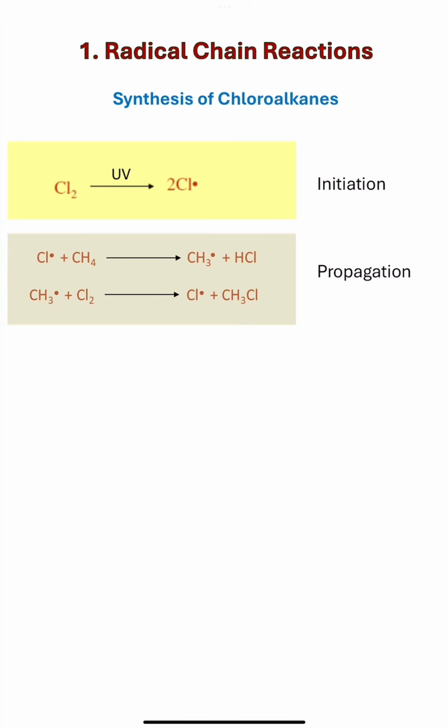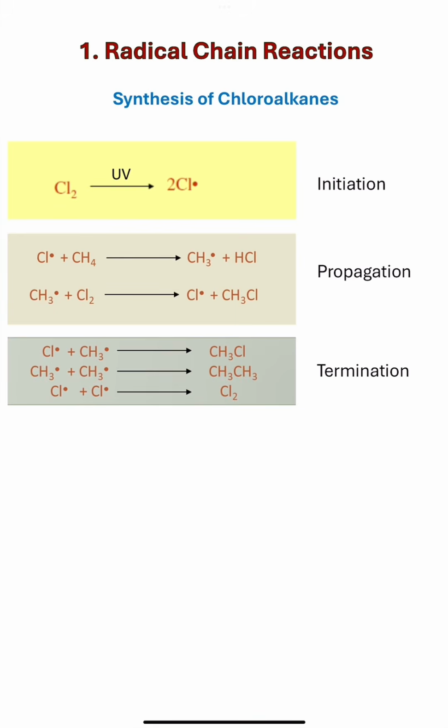radical. This is called the propagation step, and this keeps the reaction going in a chain process where more and more of the free radicals are produced. Finally, the termination step, where the free radicals that were produced during the propagation step react together to give you different molecules like chloromethane, or two methyl free radicals can react to give you ethane, or two chlorine free radicals to give you chlorine.